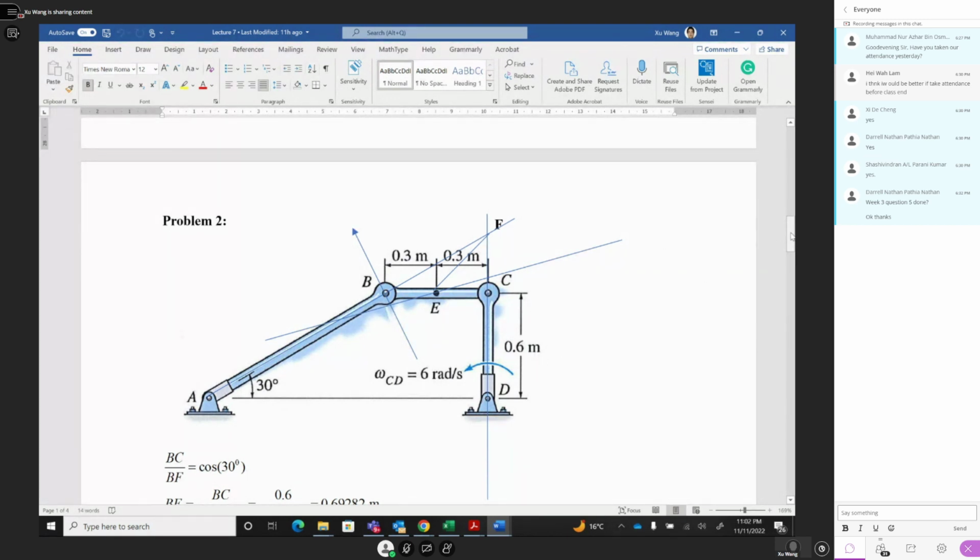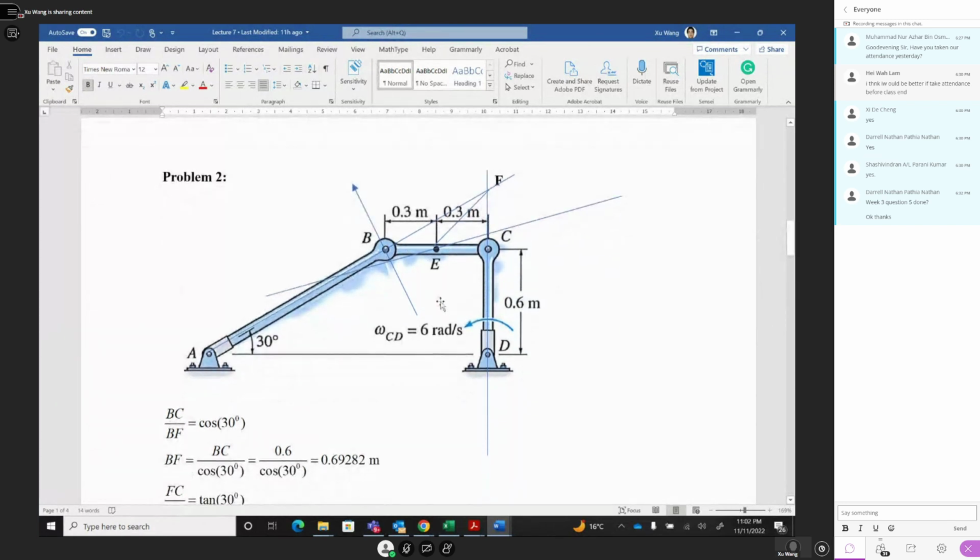So how can we get that? First of all, you use BC divided by BF, which is cosine 30 degrees. And then we know BC, so we solve BF equal to BC divided by cosine 30 degrees. BC is 0.6, divided by cosine 30 degrees equal to 0.69. You can solve the BF.